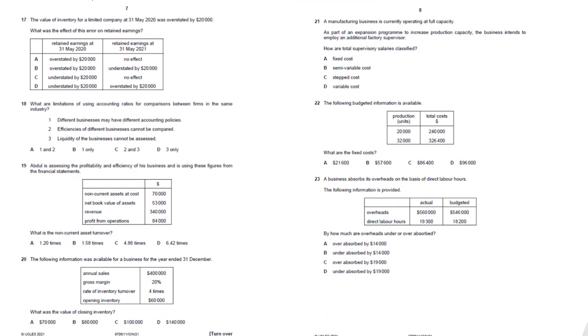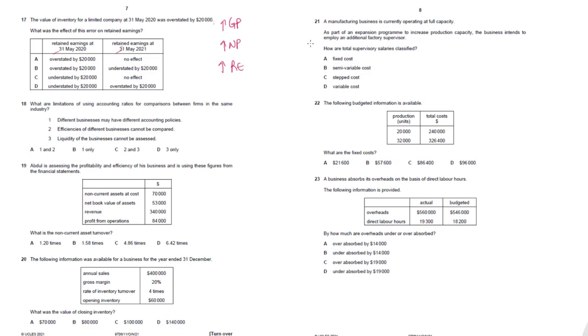The value of inventory for a limited company at 31st May 2020 was overstated by $20,000. What was the effect of this error on the retained earnings? Retained earnings opening and closing. Basically, last year's inventory was overstated. So they're asking what is the effect on the retained earnings of last year's balance and current year's balance. Last year, since the closing inventory was overstated, gross profit would be overstated, net profit would be overstated, and eventually the retained earnings balance will be overstated by 20,000.